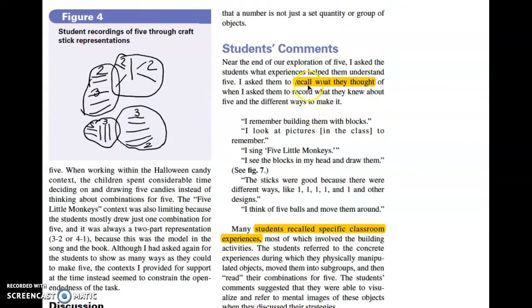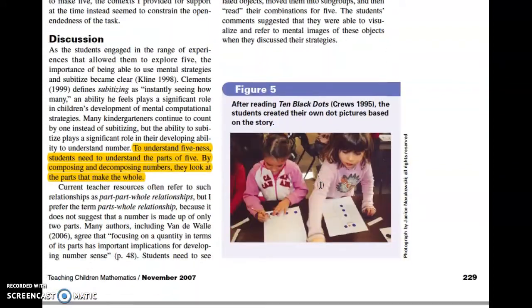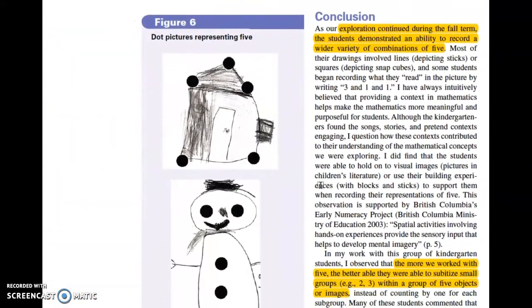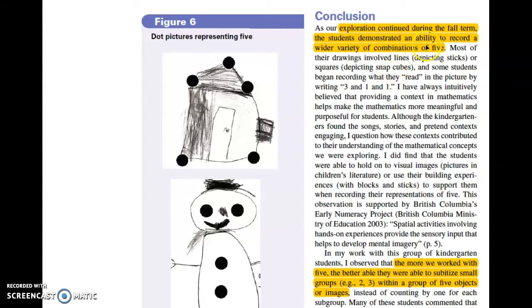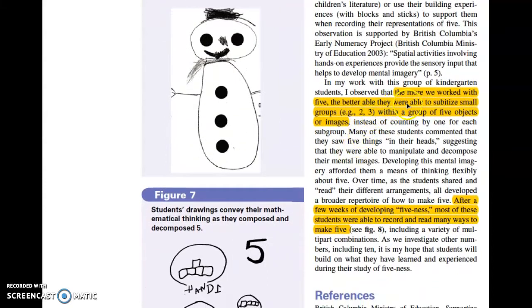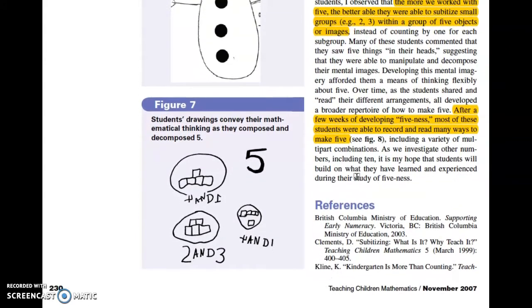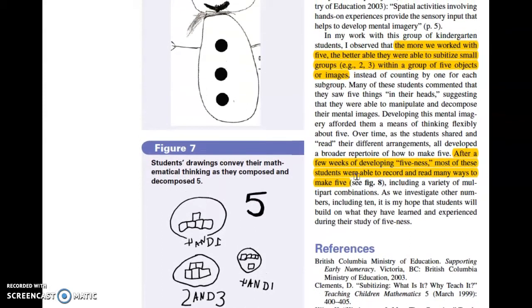Students at the end of this exploration then recall what they have learned, their specific classroom experiences, and she notices that they have an ability to record a wider variety of combinations of 5. So the more they work with 5, the better they are to subitize small groups within a group of 5 objects or images. So the experiences help the students have more opportunities, and then this becomes meaningful.